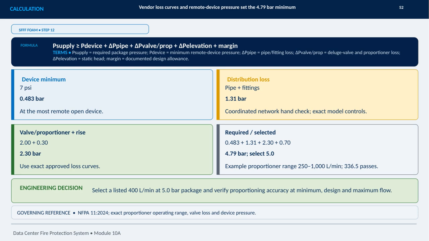This is a coordinated network hand check, not a substitute for the exact approved models and loss curves. The example proportioner range is 250 to 1,000 liters per minute, and the 336.5 liters per minute point passes that range. The engineering decision is therefore to select a listed 400 liter per minute package at 5.0 bar, then verify proportioning accuracy at minimum, design, and maximum flow. The governing reference is NFPA 11:2024, along with the approved device data.